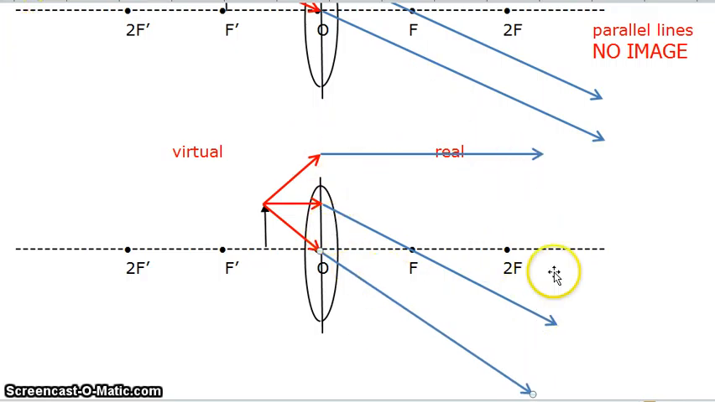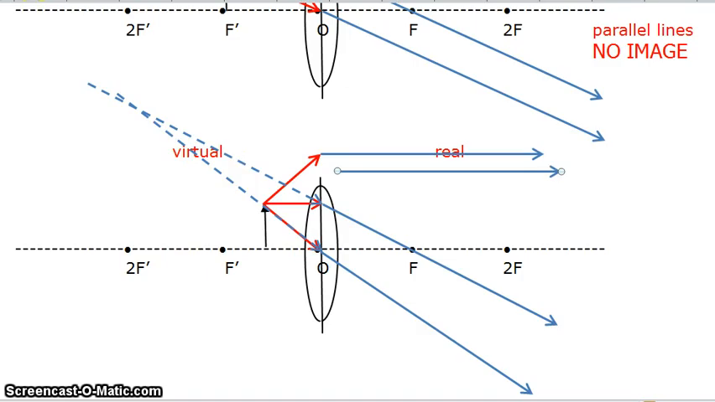Now, these do not intersect on the real side of the lens. However, they're not parallel. They do intersect somewhere. And our brains are really determined to figure out where that intersection is. So our brains just kind of start making things up. Our brains say, well, if those had traveled in straight lines, they would have come from back here behind the lens, like this, and there would be an intersection.